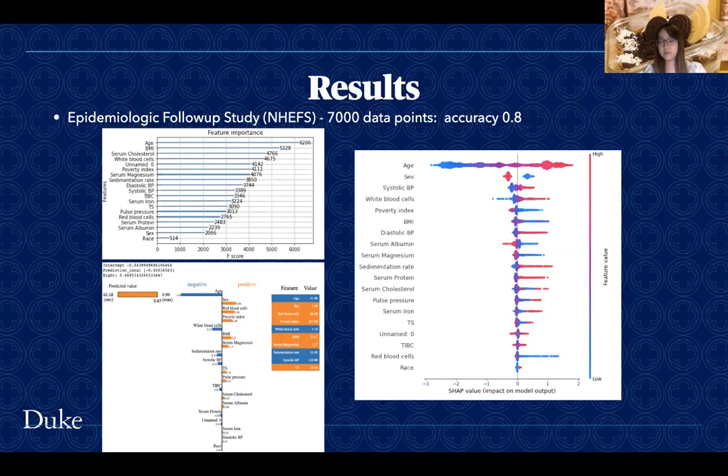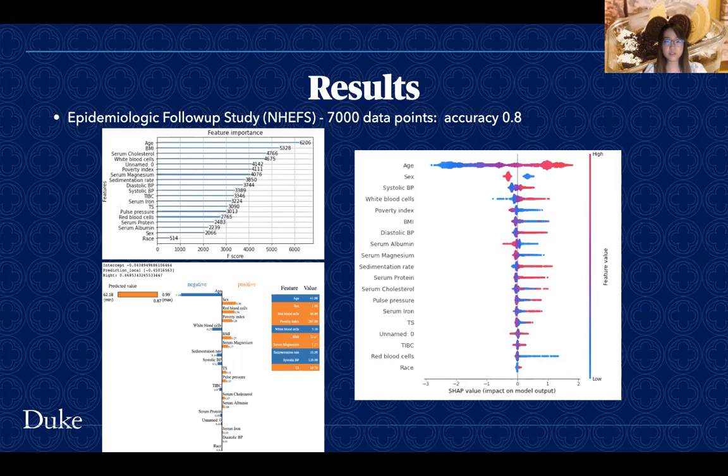Let me run through the partial results I have right now. The first data set is an epidemiologic follow-up study that has 7,000 data points. And the regression output is the mortality rate. And the features are the 20 features listed here. With the first XGBoost model, I got an accuracy of 0.8. And the accuracy is calculated by pairwise comparison of the mortality rate. We want to predict which person's mortality rate is higher.